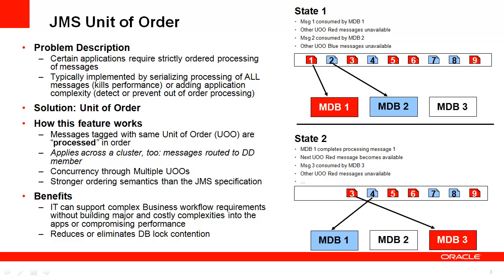Because of this, the WebLogic team developed a feature for JMS called UnitofOrder. UnitofOrder guarantees that the messages that are tagged with the same UnitofOrder are processed in sequence. This applies both to individual JMS destinations or distributed destinations, such as a distributed queue or distributed topic. In the case of a distributed destination, messages of the same UnitofOrder are delivered to the same distributed destination member.